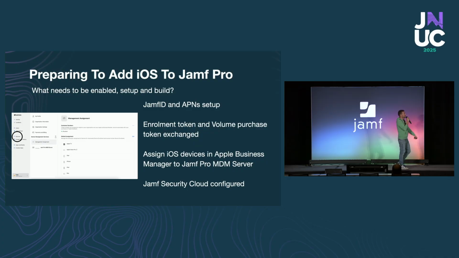You use your Jamf ID. You get your APNs, your Apple Push Notification service, that we set up once. Obviously, we have to renew it every year. Then we're going to get our enrollment token from Apple Business Manager, our volume purchase token from Apple Business Manager, so we also have the connection there for the apps and the serial numbers that will be passed on to Jamf Pro.